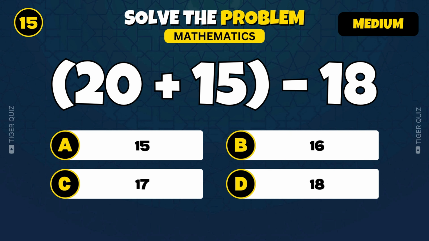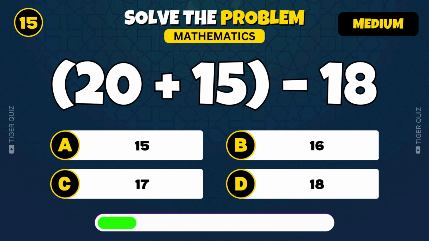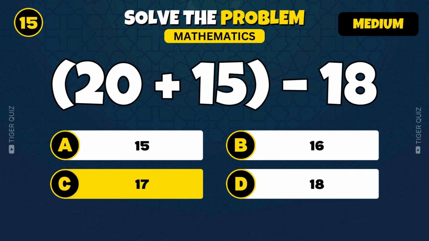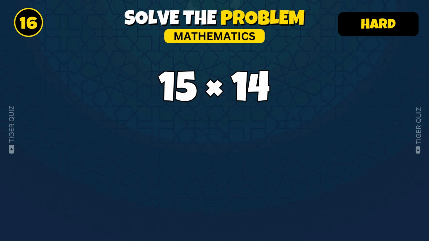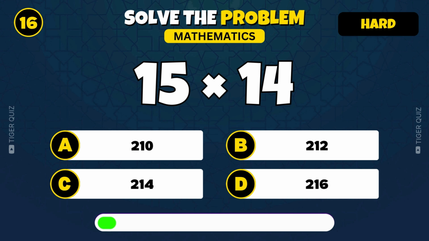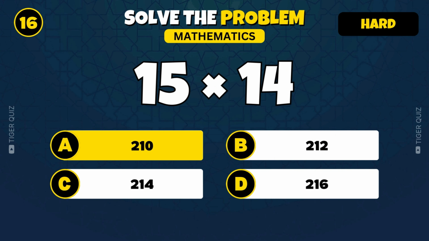What do you get from 20 plus 15 minus 18? Yes, the answer is 17. What is 15 multiplied by 14? Correct. The answer is 210.